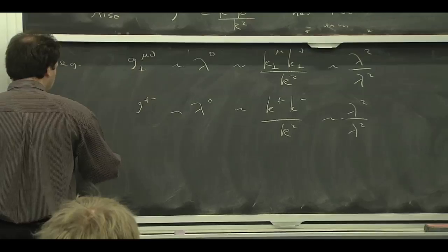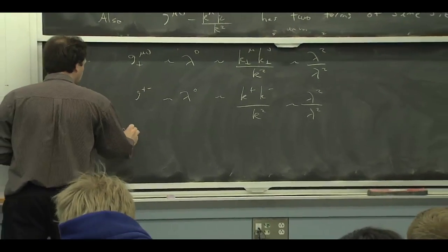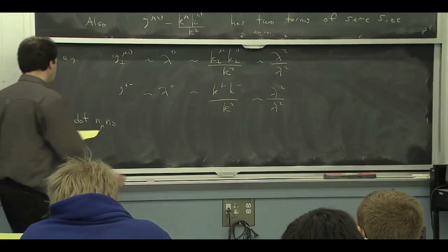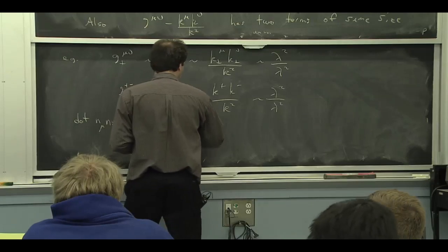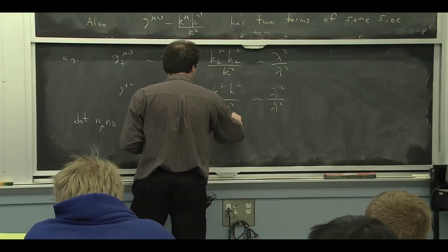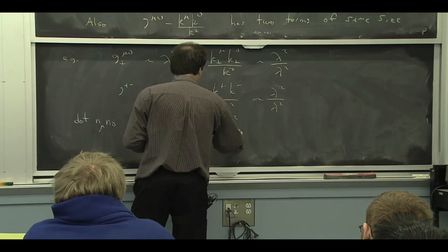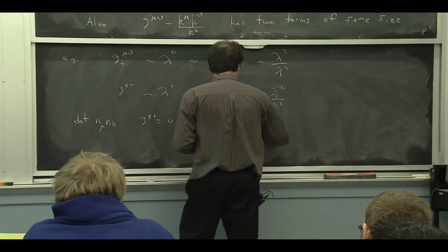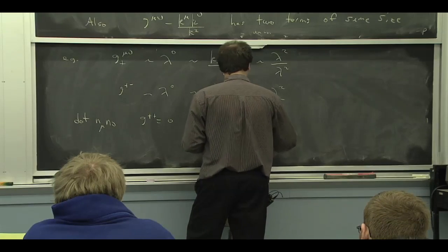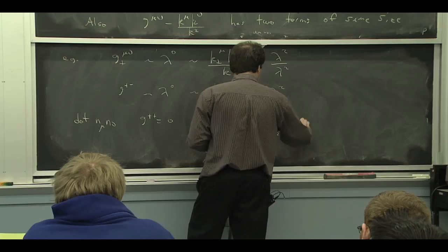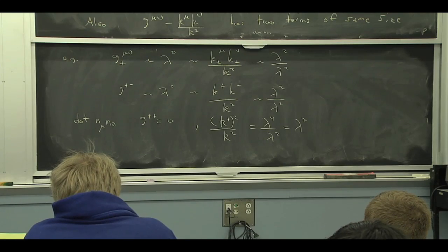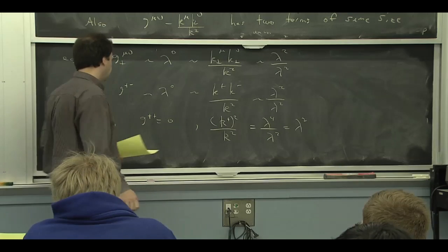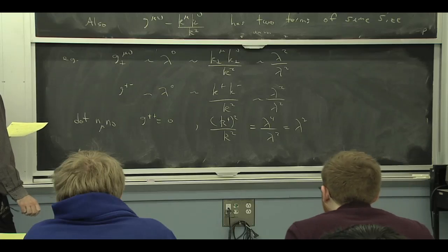If you dot in n mu, n nu, that kills the g mu nu. g plus plus is 0. And then you just get k plus squared over k squared, which is lambda to the 4th over lambda squared, which is lambda squared. So when the g mu nu is not 1, then the k mu k nu term can still determine how big something is, and that's what would happen for these off-diagonal terms.